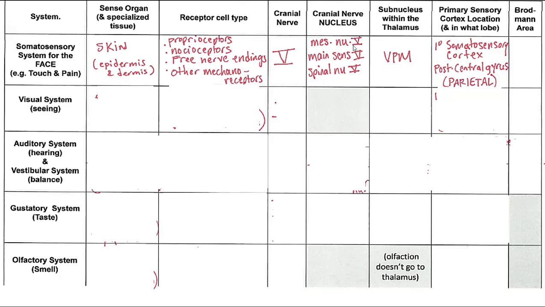Then that will relay to the primary somatosensory cortex in the postcentral gyrus. That's in the parietal lobe. That's also Brodmann areas 1, 2, and 3.